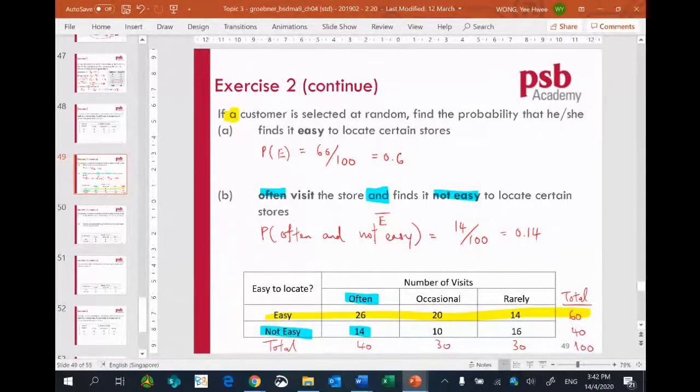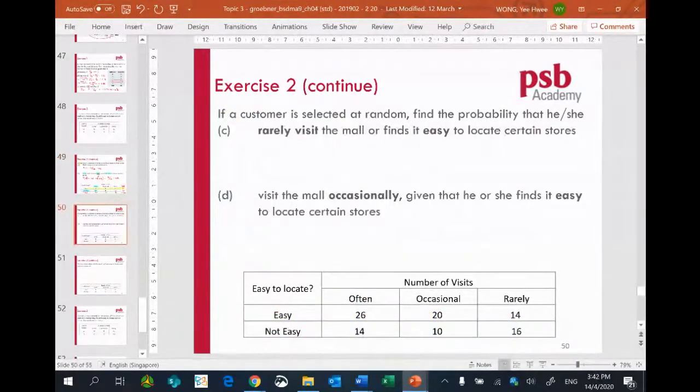Okay, so these two are quite straightforward because you use an AND. Now we're going to look at OR. OR is a bit more work to do. So let's find out the OR.